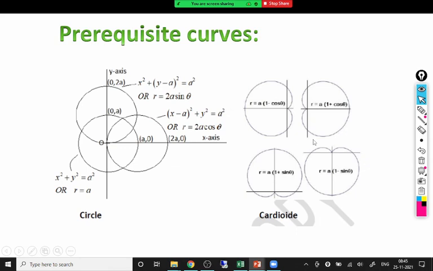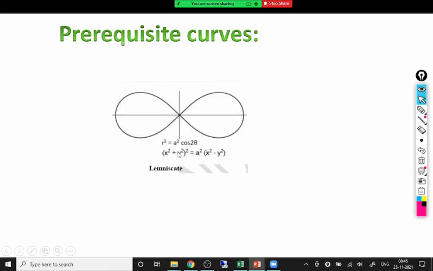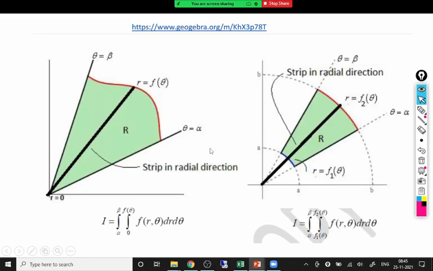So this is r square equal to a square cos 2 theta. It is the infinity curve. Okay, now the last thing for today's session. Let me tell you the position of the strip in polar form, and we will see the examples in the next session.